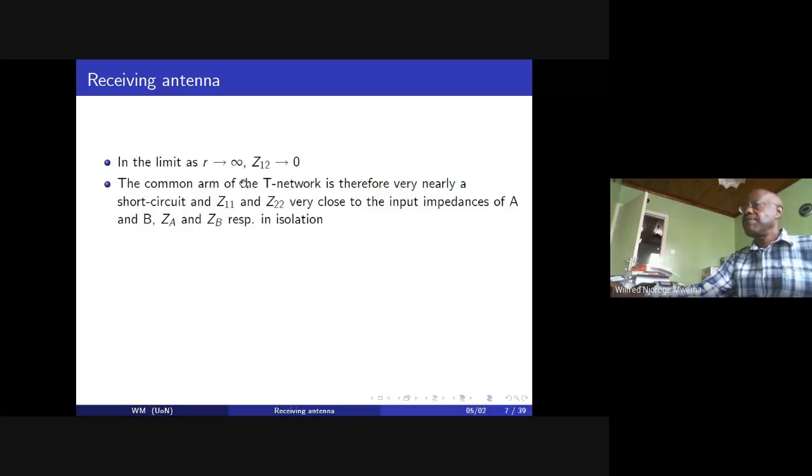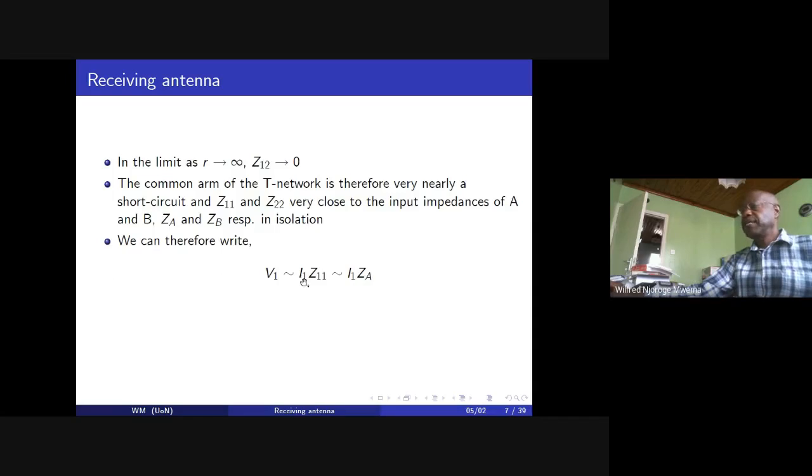So the common arm of the T network will be very nearly a short circuit, and Z11 and Z22 will be very close to the input impedances of antennas A and B, which we represent by ZA for antenna A and ZB for antenna B when they are operated in isolation. That is, they are not close together.